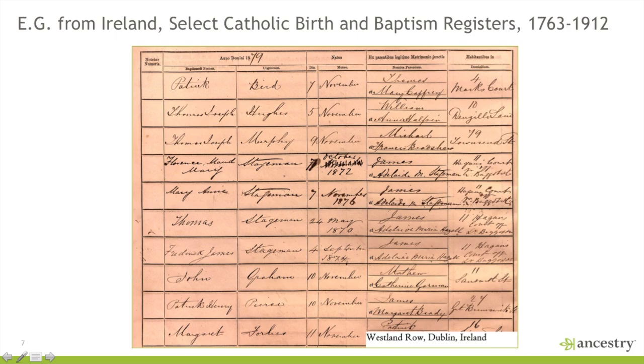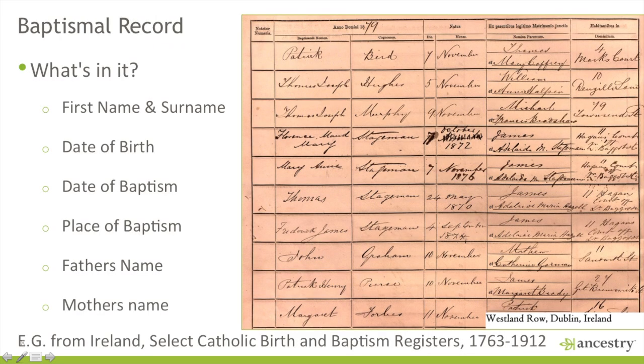So within a baptismal record, what do we get? We've got the first name, the surname. Date of birth can sometimes be recorded, as well as the date of baptism. The place of baptism, so you're getting the family parish name and the county that it falls into, as well as the father's name and the mother's name.